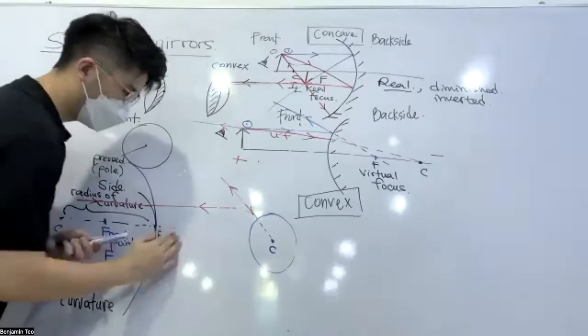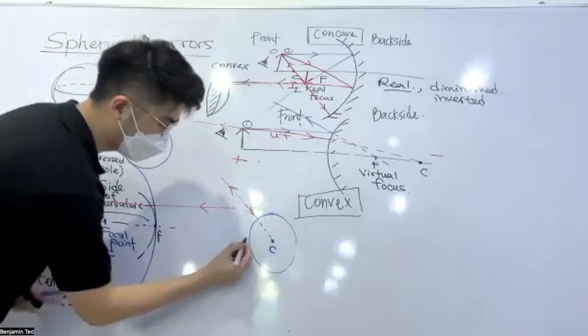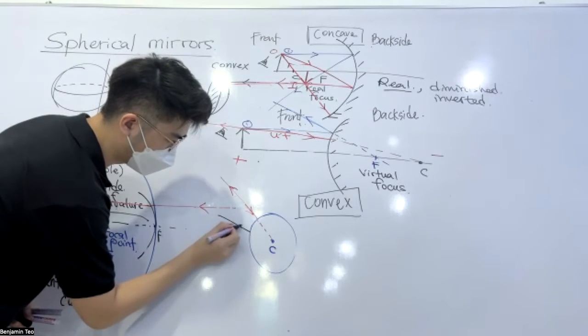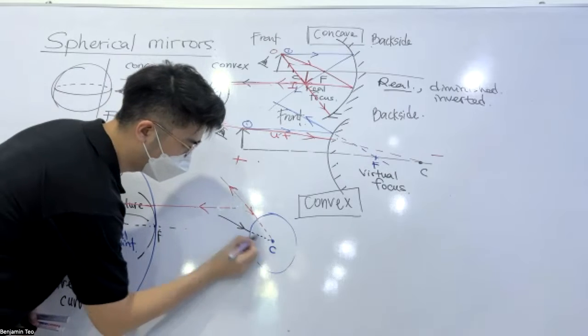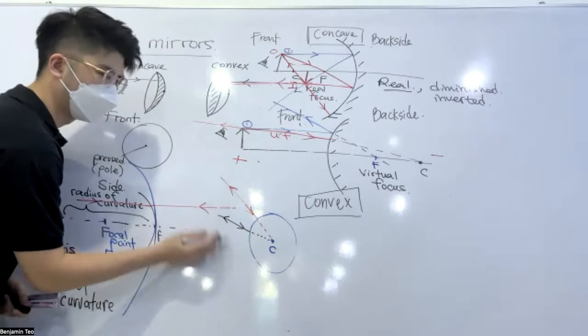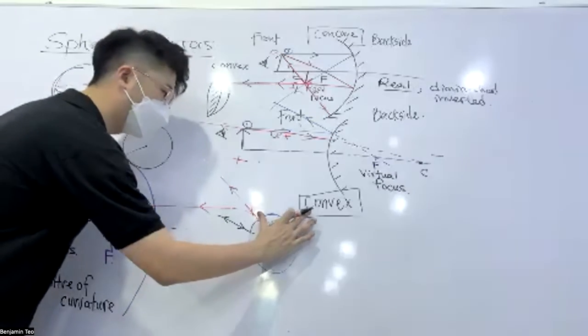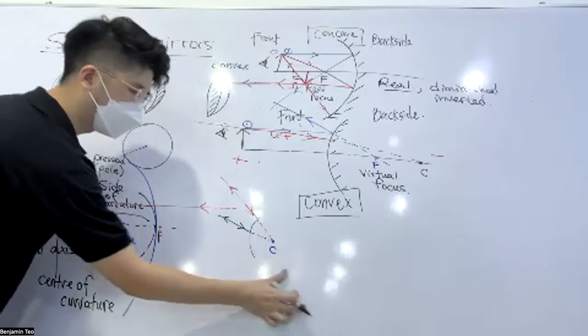Okay. Same here. If I make the light ray come in this direction, facing the center, it will take backwards the same path. So here I make it a convex lens.